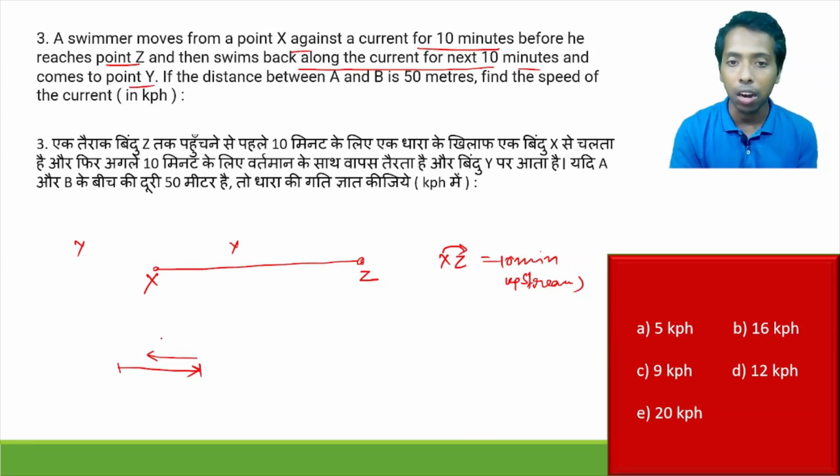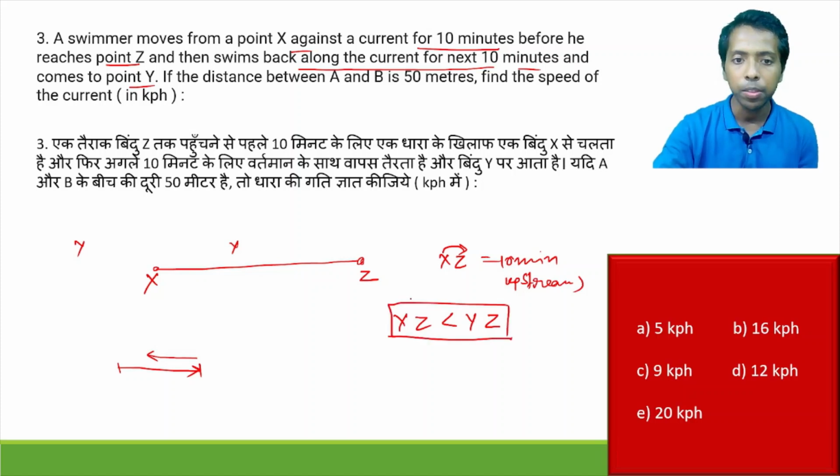Definitely the distance traveled along the current for the same time would be more than the distance traveled upstream. So this is 10 minutes against the current, whatever the distance traveled between X and Z, obviously less than YZ. This is to be understood, right? Because in the second case, he swims back along the current for the next 10 minutes.